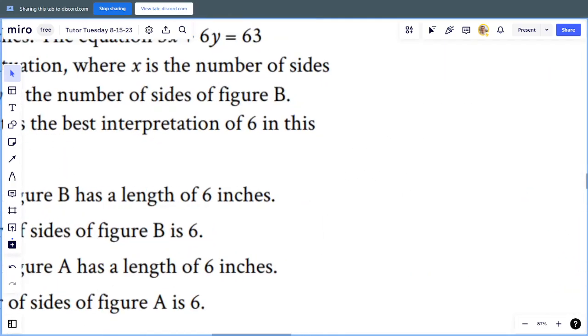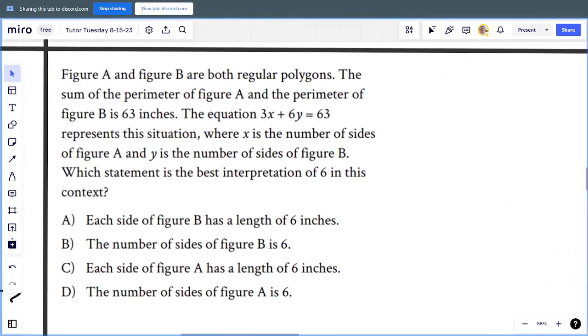Okay. So the one I sent says figure A and figure B are both regular polygons. It means they're just polygons or shapes that have the same side length for each side. The sum of the perimeter of figure A and the perimeter of figure B is 63 inches. So the equation 3x plus 6y equals 63 represents this situation, where x corresponds to figure A, and y corresponds to figure B. Which statement is the best interpretation of 6 in this context?